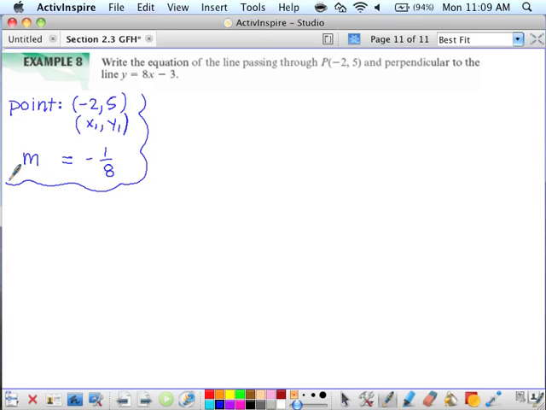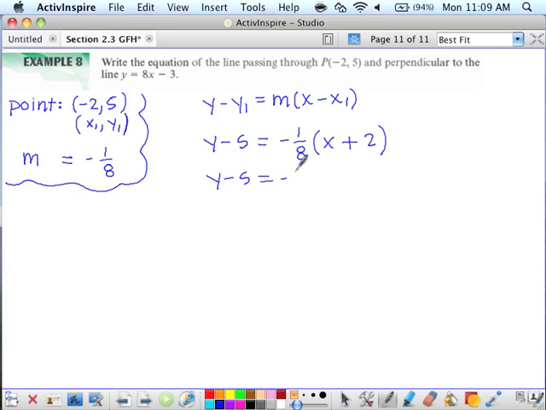So now I'll start fresh with my formula. y minus y1 equals m in parentheses x minus x1. I'll substitute in the three quantities that I know. y minus 5 equals m, which is negative 1/8, times x minus negative 2, which is really x plus 2. From there, we'll distribute the negative 1/8. y minus 5 equals negative 1/8 x minus what? 2/8, or 1/4. Minus 1/4.